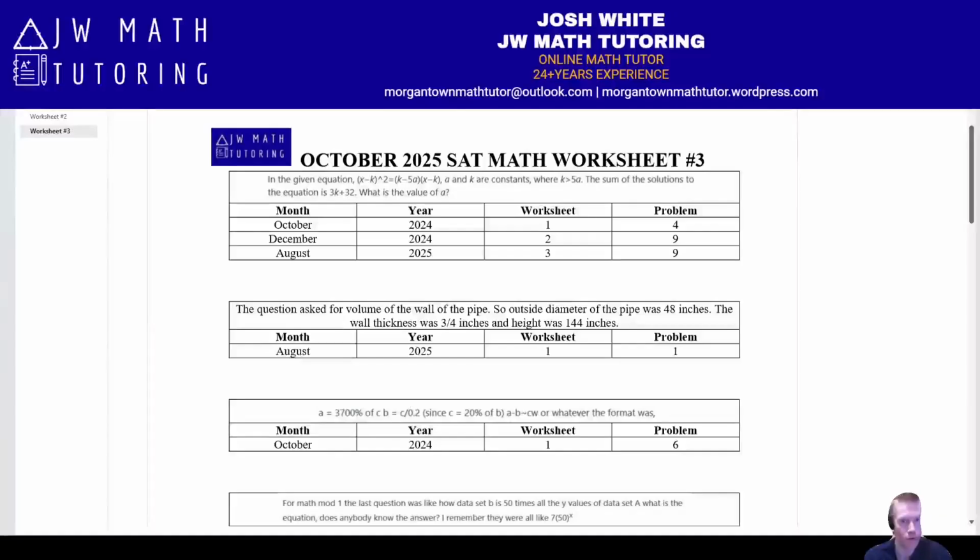Before I begin going through the problems that are listed on this worksheet, which is technically the third one in my October 2025 Digital SAT Math official problem set series, I just want to mention a couple things.